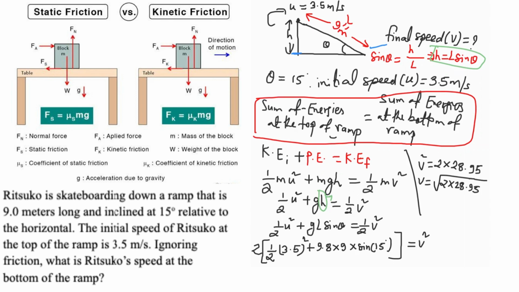Let me put that value in again: 2 multiplied by 28.95. Whenever I do that, I get a value of 7.61. Yes, the value of the velocity I got is 7.61 meter per second, and this is what we call the final speed of the Ritsuko at the bottom of the ramp. Got it. That's what my answer will look like.